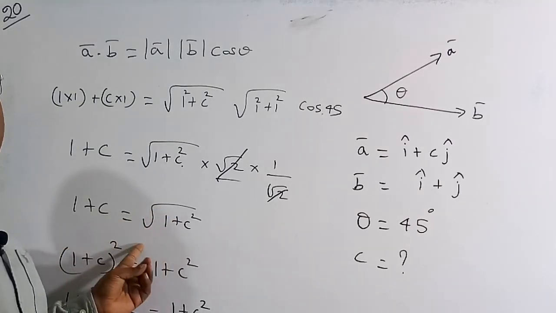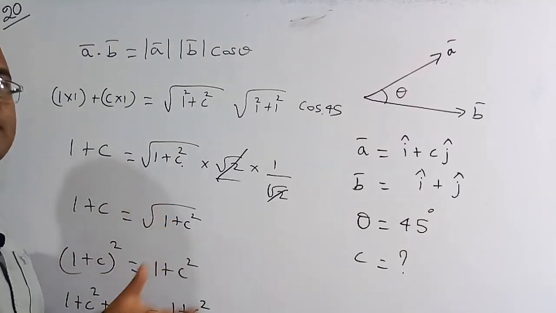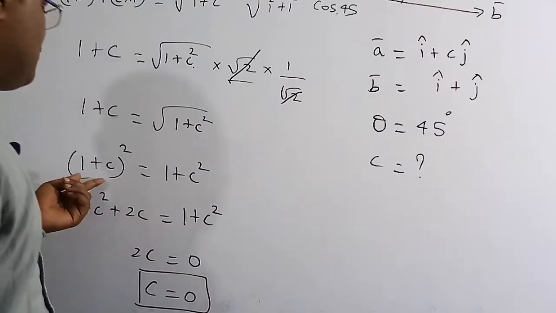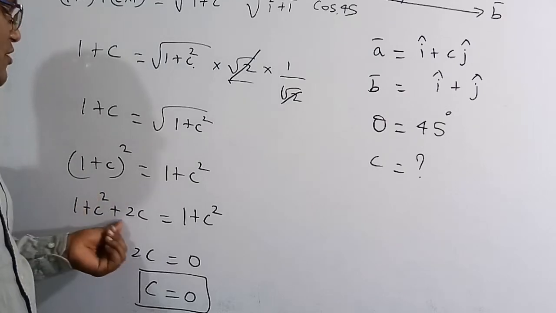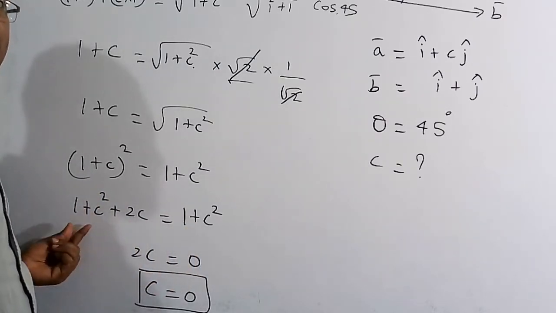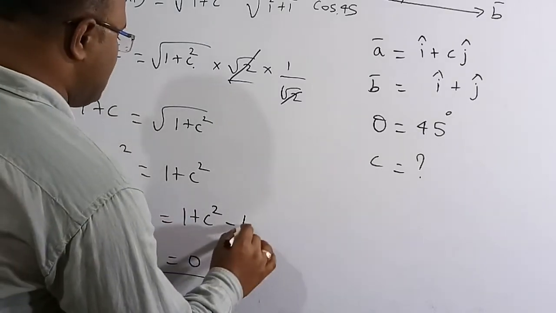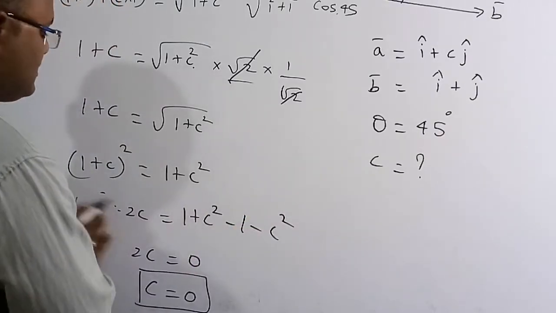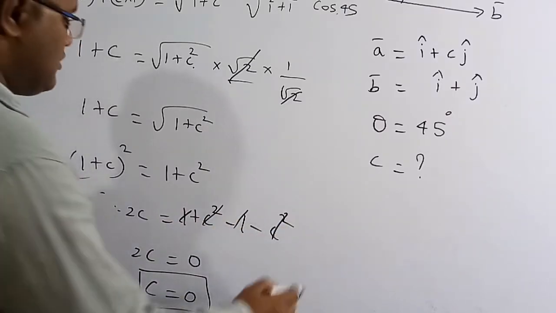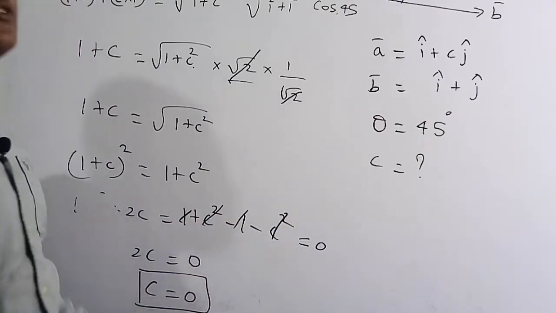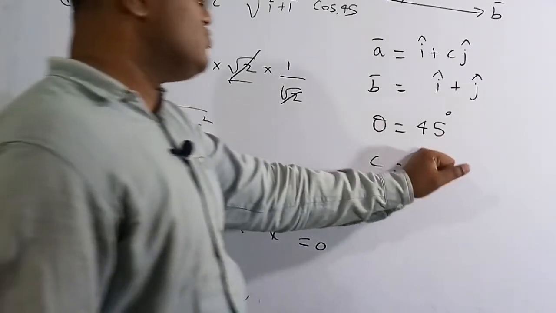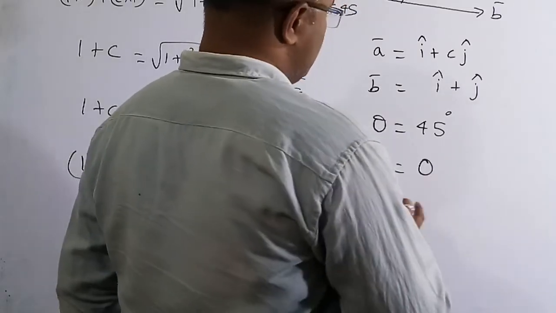Now I am going to square both sides. Then I get (1 plus C) whole square is equal to 1 plus C square. If you expand this, it is 1 plus C square plus 2C is equal to 1 plus C square. If I take 1 plus C square to the RHS, we get minus 1 minus C square. So the plus 1 and minus 1, and C square and minus C square, are going to get cancelled. So it will be equal to 0. Therefore 2C is equal to 0, so C is equal to 0. This is the correct solution of this question.